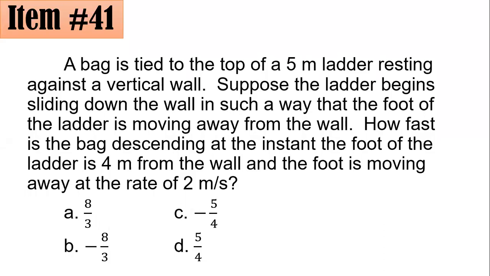Let's move on to item number 41. A bag is tied to the top of a 5-meter ladder resting against a vertical wall. Suppose the ladder begins sliding down the wall in such a way that the foot of the ladder is moving away from the wall. How fast is the bag descending at the instant the foot of the ladder is 4 meters from the wall and the foot is moving away at the rate of 2 meters per second? Is it 8/3, -8/3, -5/4, or 5/4?